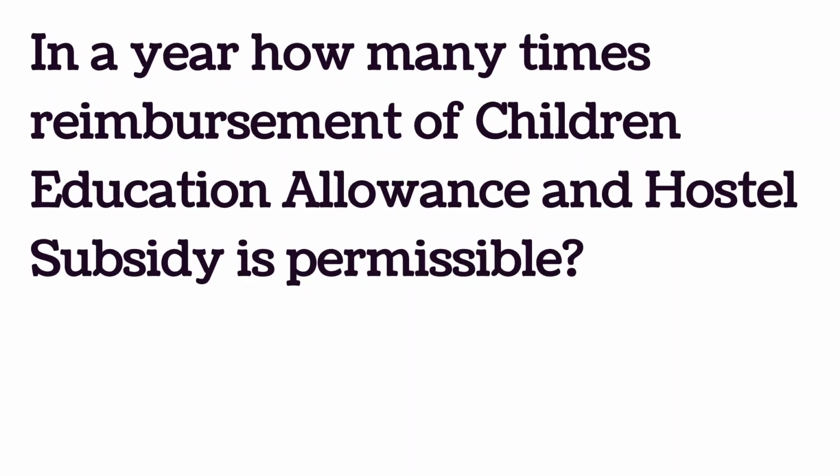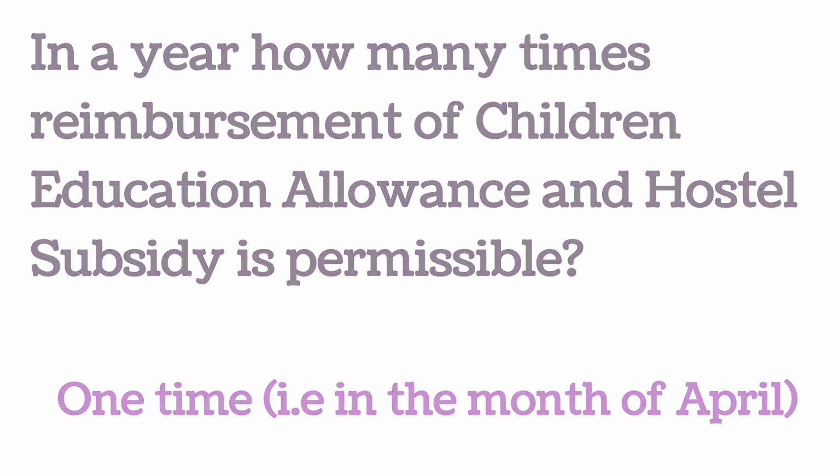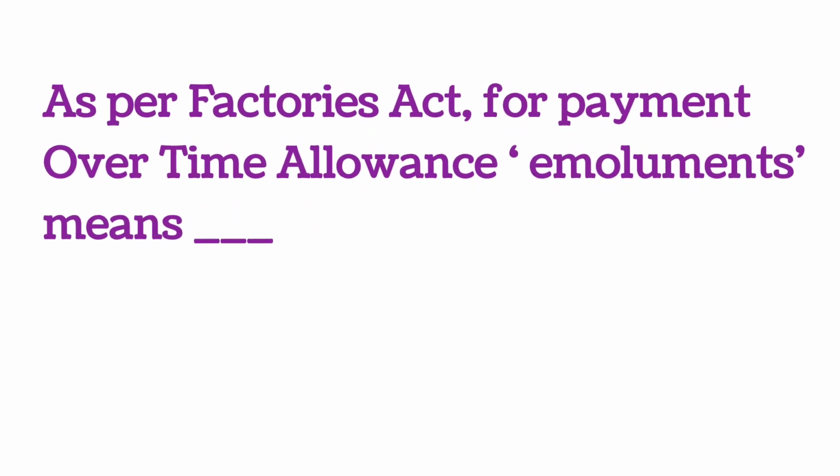In a year, how many times is reimbursement of children education allowance and hostel subsidy permissible? In a year, how many times is reimbursement of children education allowance CEA and hostel subsidy permissible? This is one time, that is in the month of April or session end. One time only at the end of the session.